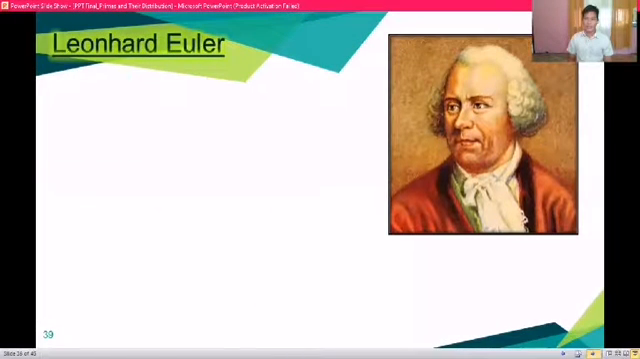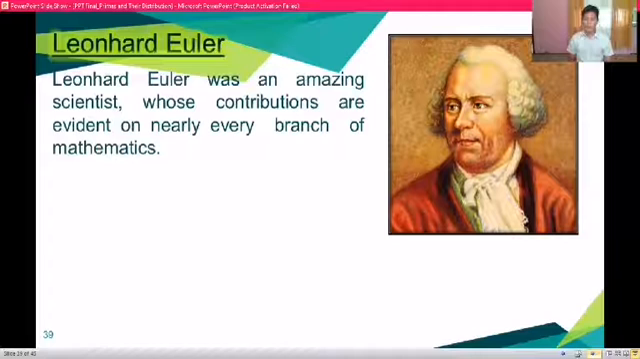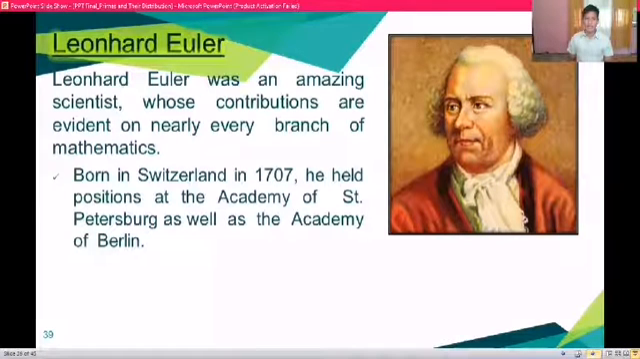He was an amazing scientist whose contributions are evident on nearly every branch of mathematics. The sheer volume of work that he did in his lifetime is unreal. It has been said that his entire collected works would fill the pages of over 100 large books. He was born in Switzerland in 1707. He held positions at the Academy of St. Petersburg as well as the Academy of Berlin.